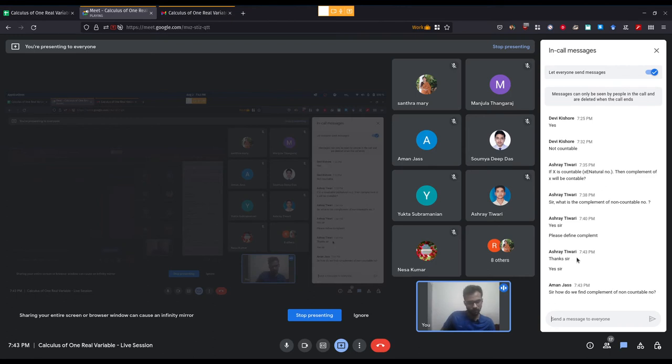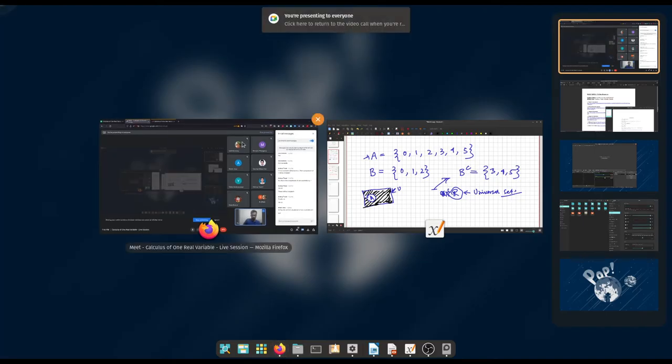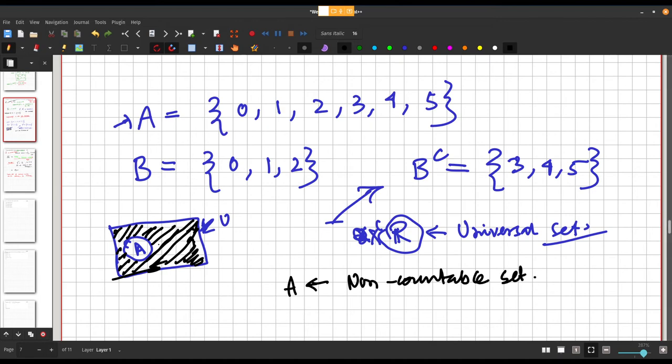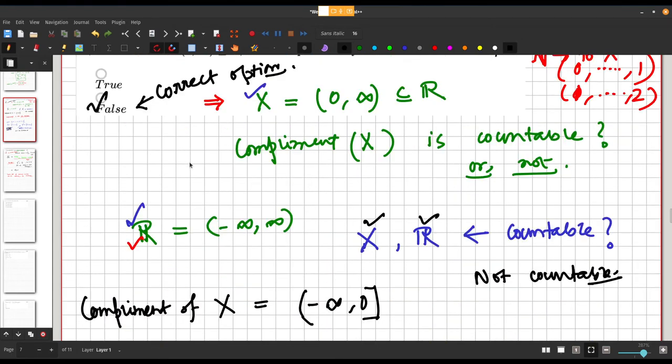Okay, Aman has asked a question: how do we find the complement of a non-countable number? Non-countable number is actually a wrong notion. You can say non-countable sets. The definition will be like this, where you have to take something as the universal set. So suppose, in another example, A is a non-countable set. Then if you look at this diagram again, the complement will again be the elements which are well defined, but they are non-countable. You cannot count them, you cannot find a bijection from natural numbers to that set. But the elements of the set A are well defined. For example, here in the case of X also, the elements are well defined.